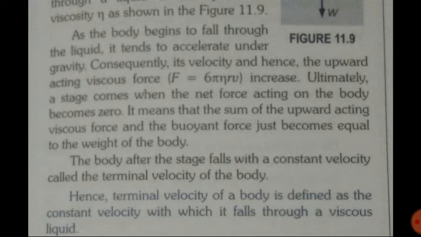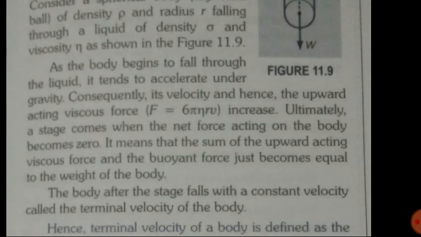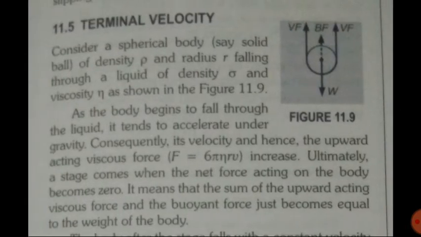After some time, a stage comes when the net force acting on the body becomes zero. It means that the sum of the upward acting viscous force and the buoyant force just becomes equal to the weight of the body. After this stage the body will fall down with a constant velocity, and that velocity is called the terminal velocity. I hope you all are understanding this. Here on this body, a total of three forces are working: weight in the downward direction, and buoyant force and viscous force upward.